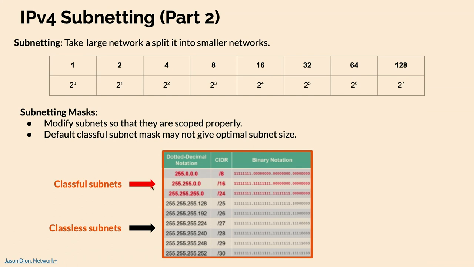But then again, these are classful subnets. There's also classless subnets, and this is where the CIDR notation comes in. The CIDR notation defines a subnet mask. It basically tells you, hey, the subnet mask has literally 25 ones followed by 32 minus 25 number of zeros. Does this make sense? Yes.